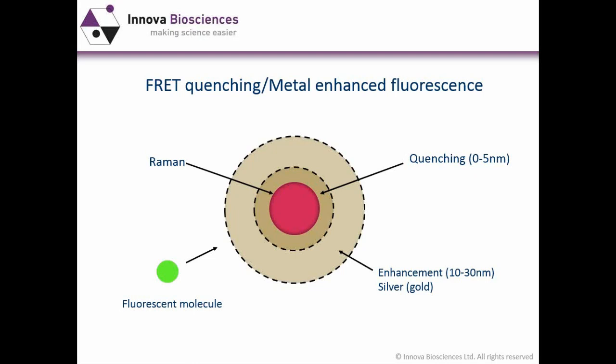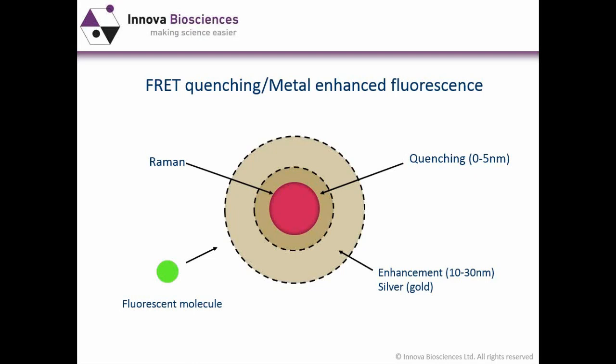If the molecule happens to be positioned between 0 and 5 nanometers from the surface, then you get a quenching effect, and you can see how you could use this to study biomolecular interactions. So the fluorescent molecule at distance from the particle gives a bright signal, and it's quenched if there's an interaction with the particle.